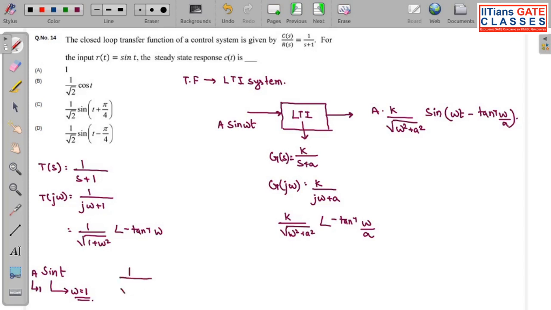So you just have to write 1 by under root of 1 square plus 1 square, sin of t minus tan inverse of omega by A. Omega is 1 and A is also 1, so that is tan inverse 1. So what will I write? It is 1 by root 2 sin of t minus pi by 4. As simple as that. So what is your answer? The answer is option D.